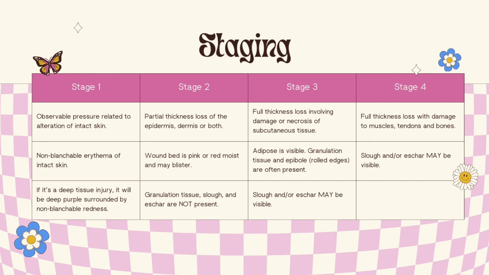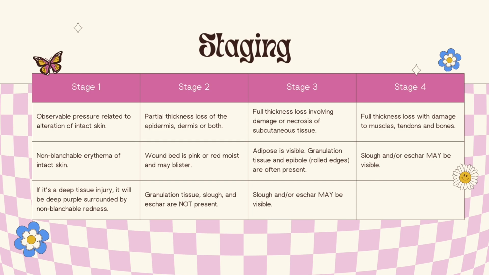Moving on to stage 2, this is when you will see a partial thickness loss of the epidermis, dermis, or even both. The wound bed is pink or red, moist, and may blister. Granulation tissue, slough, and eschar are not present.